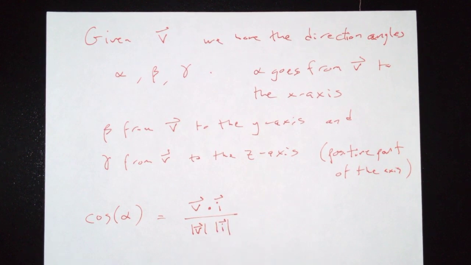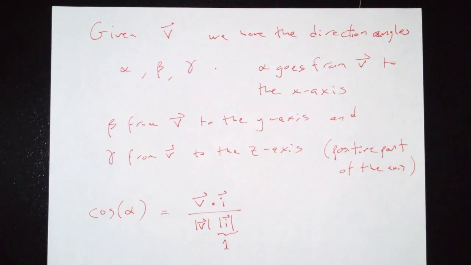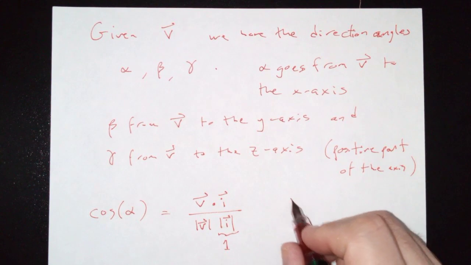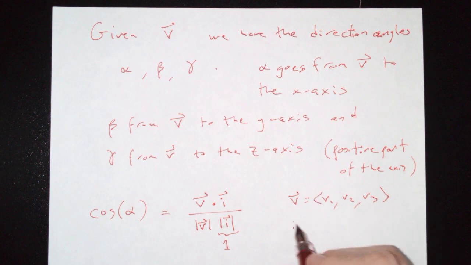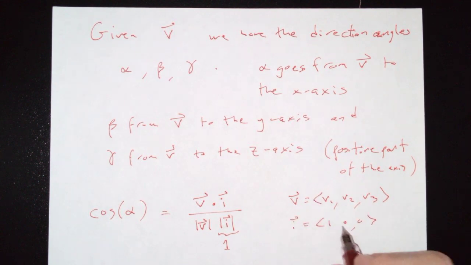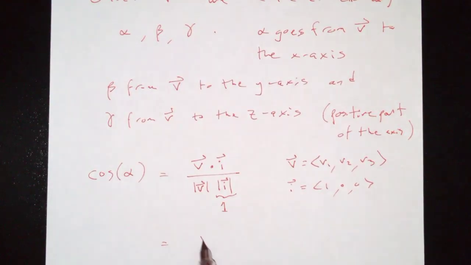Wait a minute. What's the length of i? 1. So this number is 1. But what happens when you do v dot i? Remember, v is in 3 dimensions. And Ben, you said that i was 1, 0, 0. So what happens when you do v dot i? What do you get? And that's it. Because v2 gets multiplied by 0 and v3 gets multiplied by 0. So this is just v1 over the length of v.